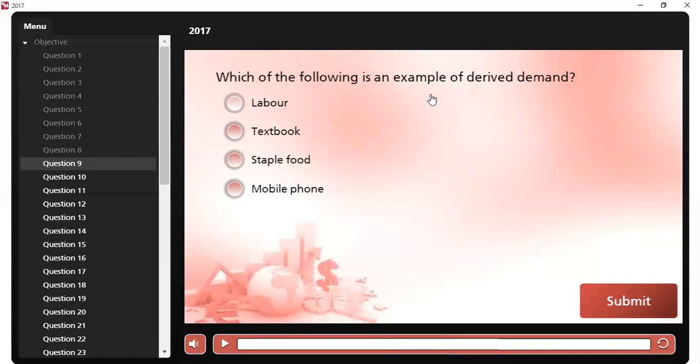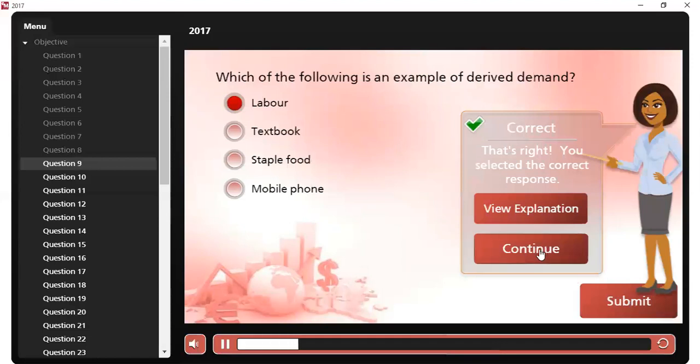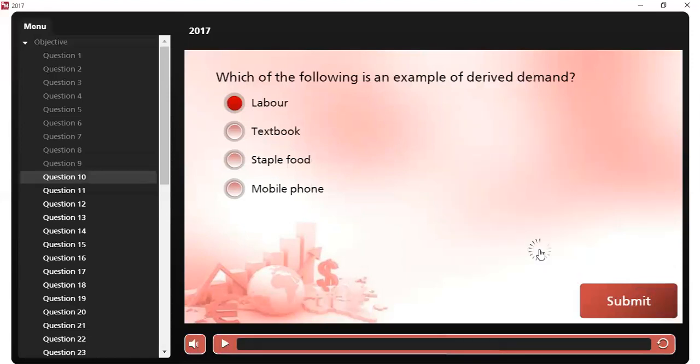Question 9. Which of the following is an example of derived demand? Derived demand is a demand for goods that are used to produce other goods and not for immediate consumption. So labor is a good example. Question 10.